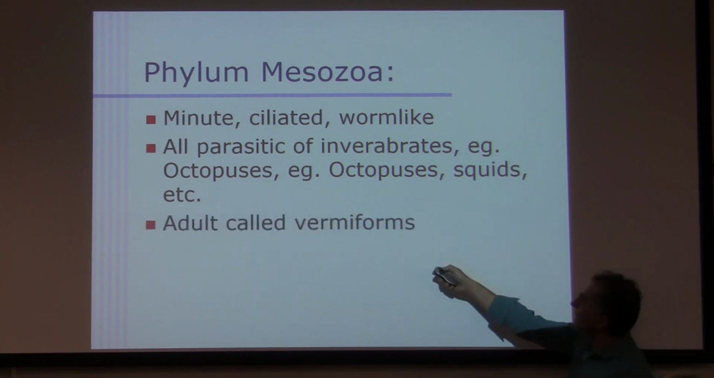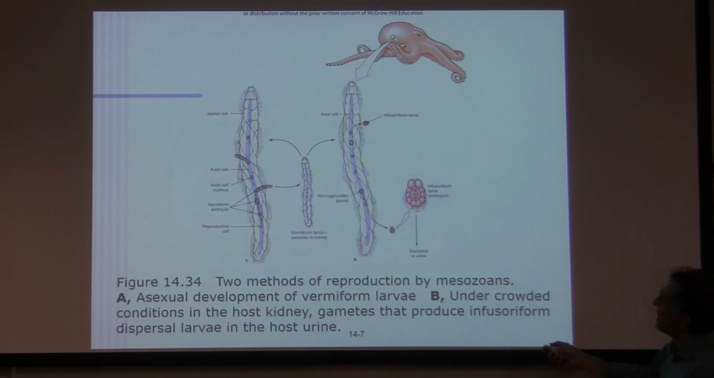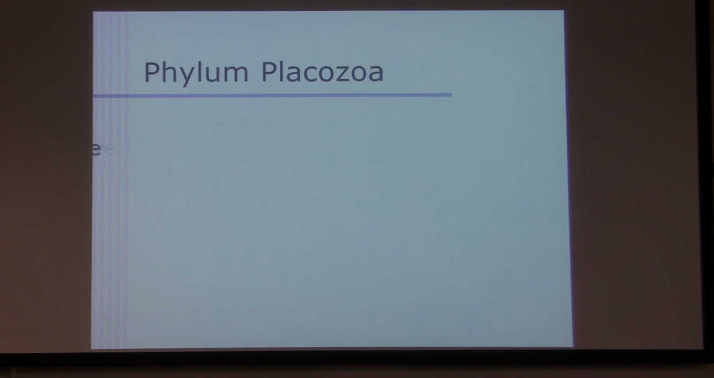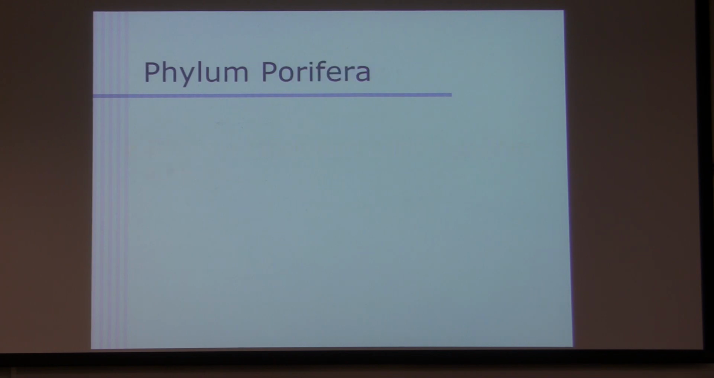But anyhow, the adults are called vermivore. As I said, they are vermivore, a term you should be familiar with. Vermivore means worm-like, like a worm. Here are some pictures of Mesozoa; I put them in so you have some pictures that match. Let's go to Placozoa: they glide over their food using digestive enzymes, and that's all I have on Placozoa. There's not much, I don't even have a picture.